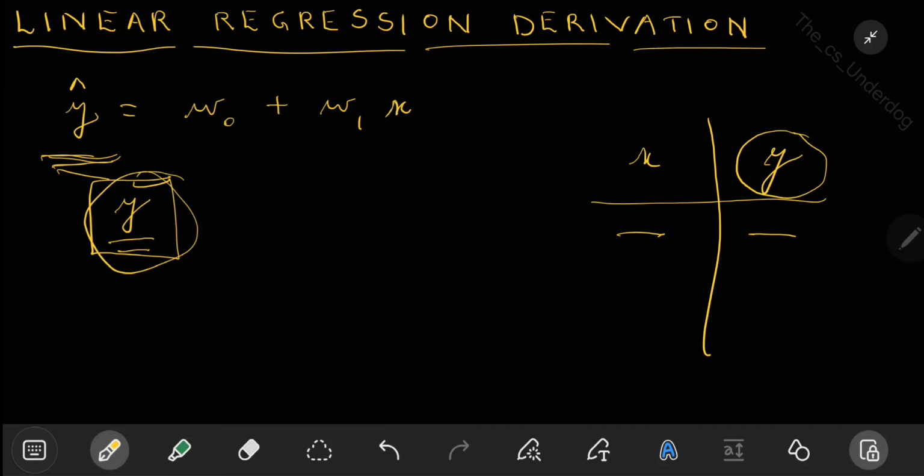So that I should be able to compare between y cap and y. The whole idea is this: we'll predict the values of y cap from the value of x. Our idea is that y cap's value should be as close as possible to the value of y. When we are training, we need to be able to compare between what we predicted and the actual observed value.